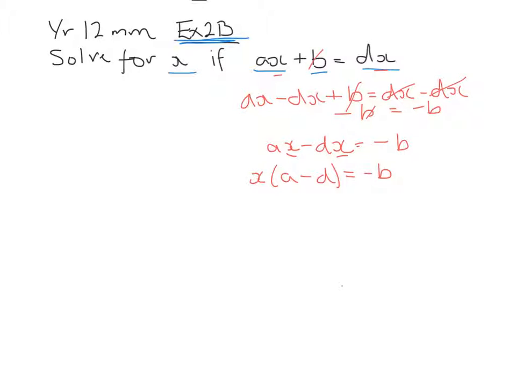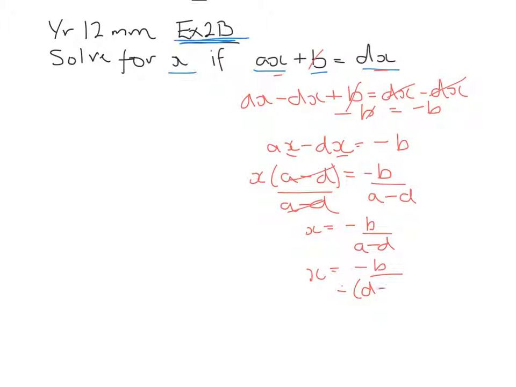So now I've factorized that expression that was in the previous line, and the x's are all in one spot on one side, which is the objective of any literal equation. Now I'll divide on both sides by a minus d, and that'll cancel out and just leave x on its own, so that'll be x is equal to minus b over a minus d.